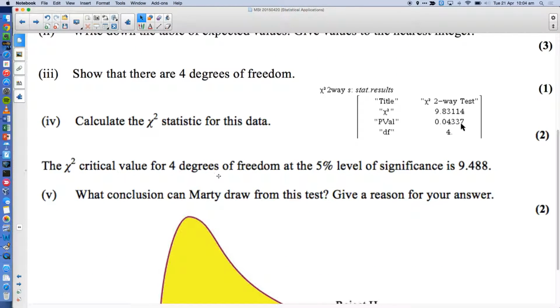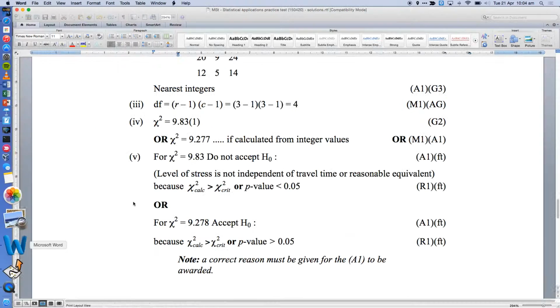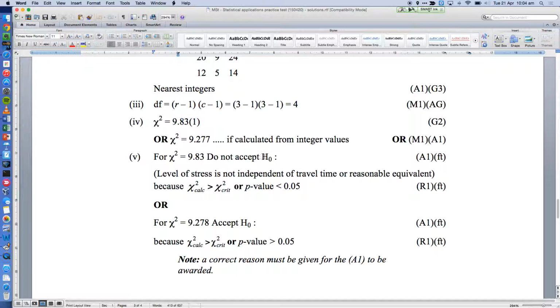So that's a really interesting thing there because we've rejected our null hypothesis. How they word this here, do not accept the null hypothesis. Level stress is not independent of travel time or reasonable equivalent. The reason why is that because of our thing from the graph there, that we can show that our calculated is bigger than our critical.